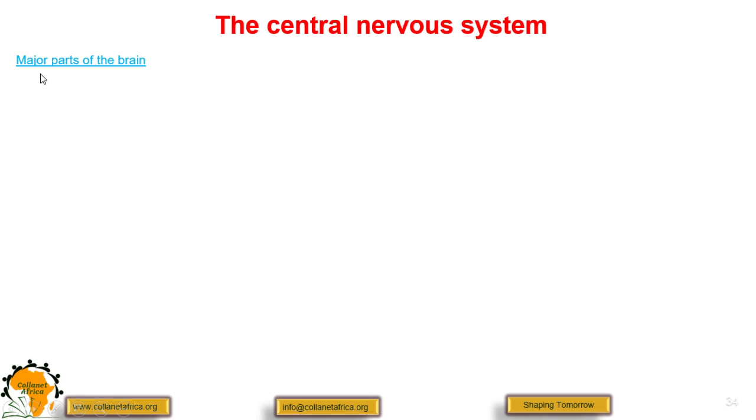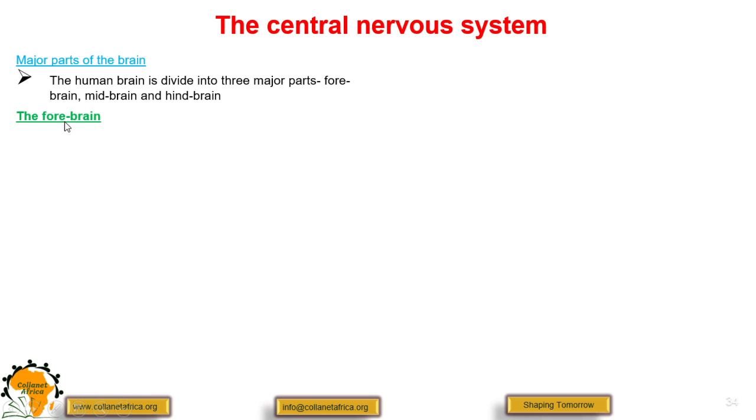Let us move ahead and discuss the major parts of the brain. The human brain is divided into three major parts. We have the forebrain, the midbrain, and the hindbrain. We shall begin with the forebrain, and it consists of the thalamus, cerebrum, hypothalamus, and the pituitary gland.